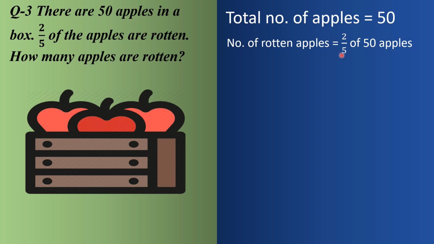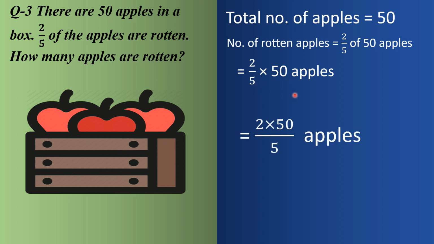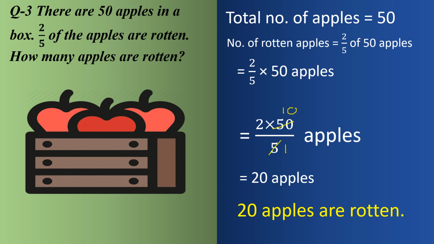So here it is your question. Now you can solve it very easily. 2 by 5 of 50. We will just replace the sign of by multiplication. So here is your question: 2 by 5 multiply 50. Now just solve this. 2 multiply 50 whole number into numerator by 5. Now we can simplify at this stage because 50 and 5, the common divisor is 5. So 5 ones are 5, and here 5 tens are 50. It means 20 apples are rotten. So we will write answer also: 20 apples are rotten. Simple.